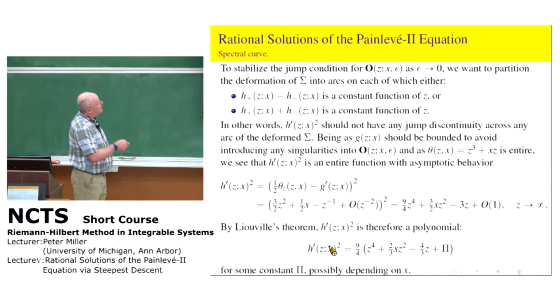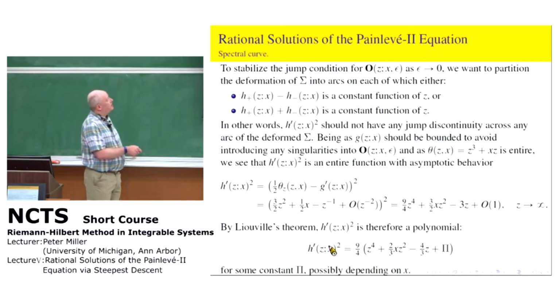And so if I take h prime squared, it doesn't matter whether I have a plus or a minus here. That's something that should not have any jump discontinuity across any arc of our deformed contour. So then, being as g should be a bounded function to avoid introducing any singularities that we don't want in the matrix O, and because theta is this cubic, z cubed plus xz, that's an entire function, this tells you that in fact h prime of z, x squared has itself to be an entire function.